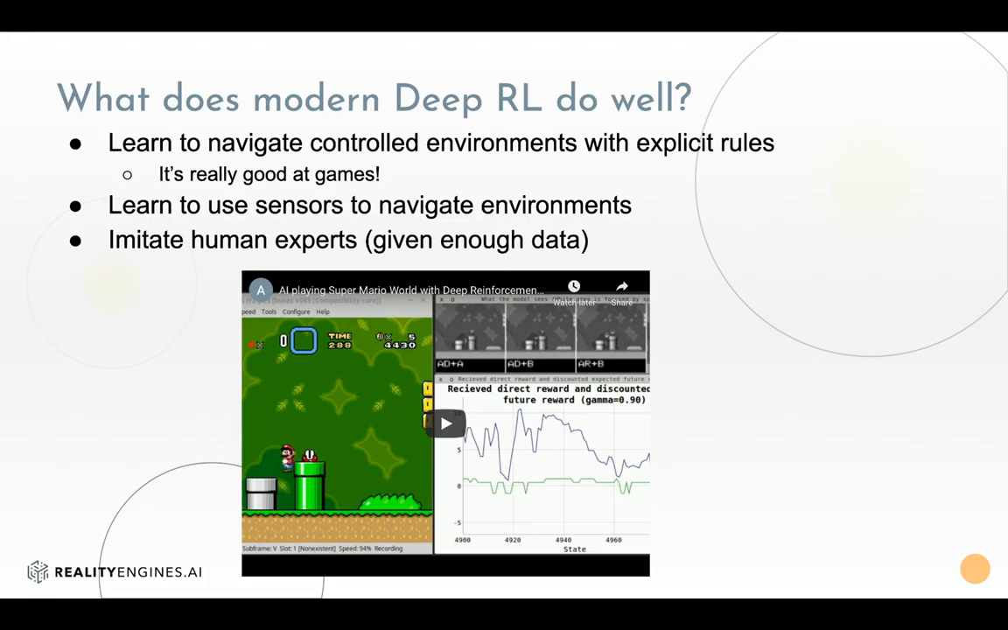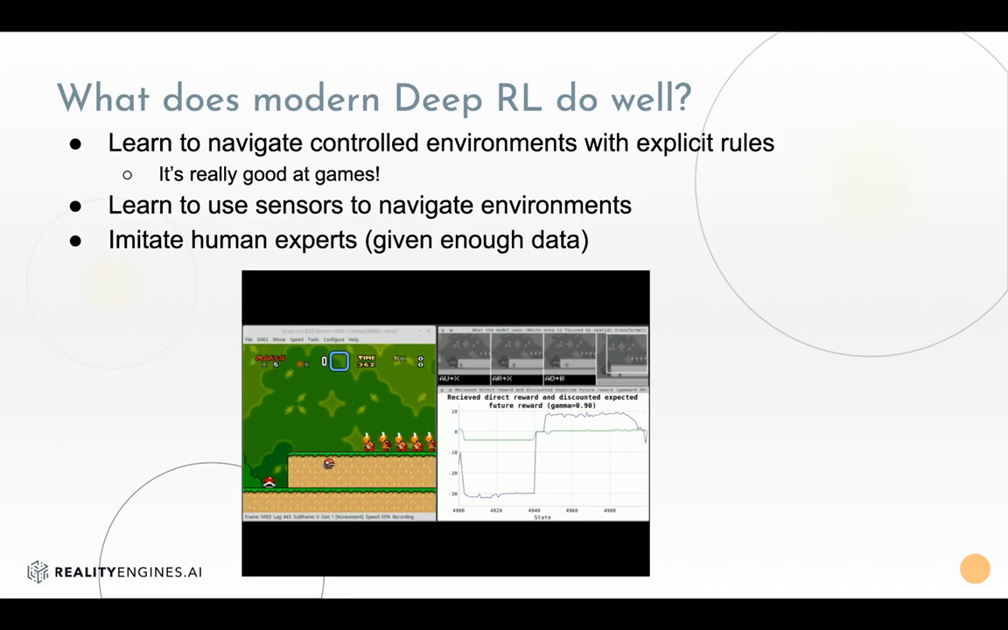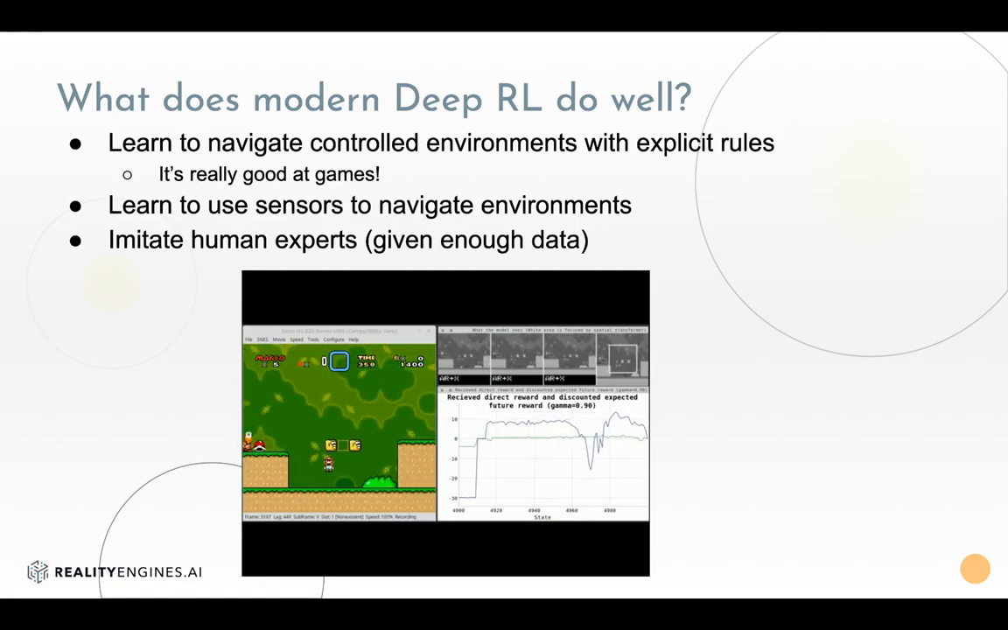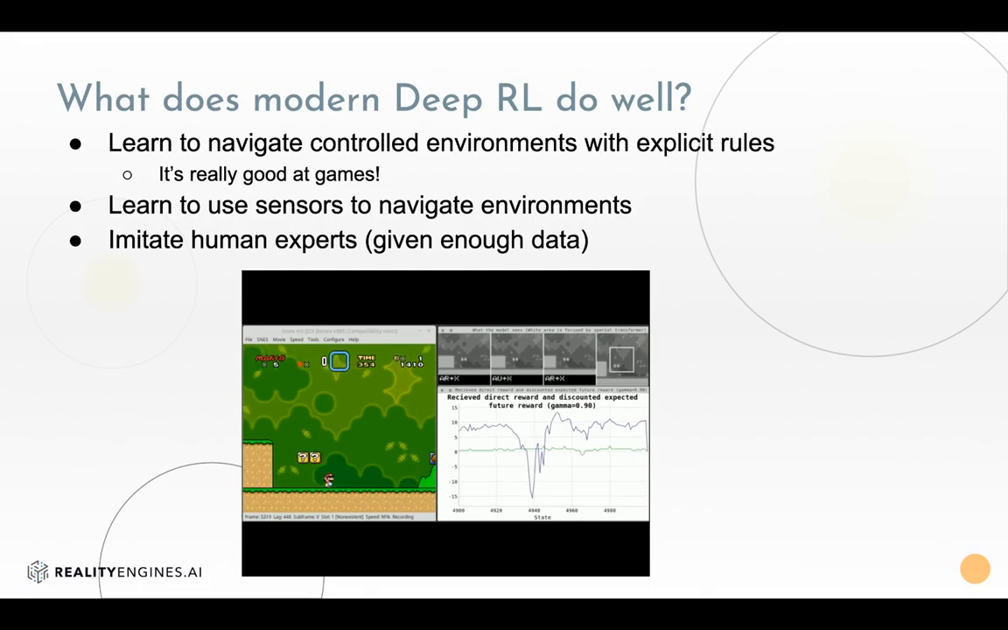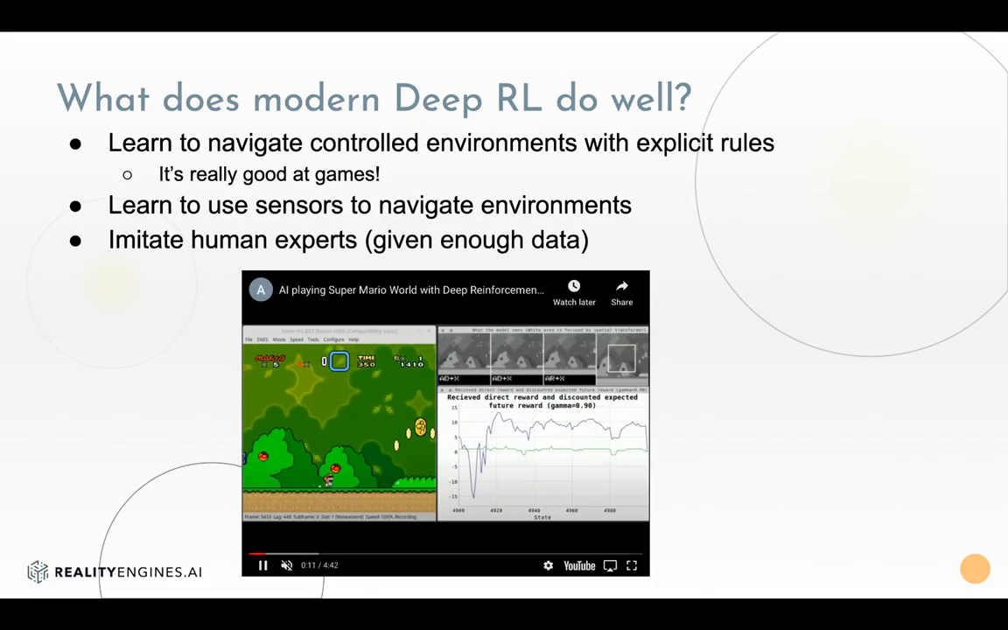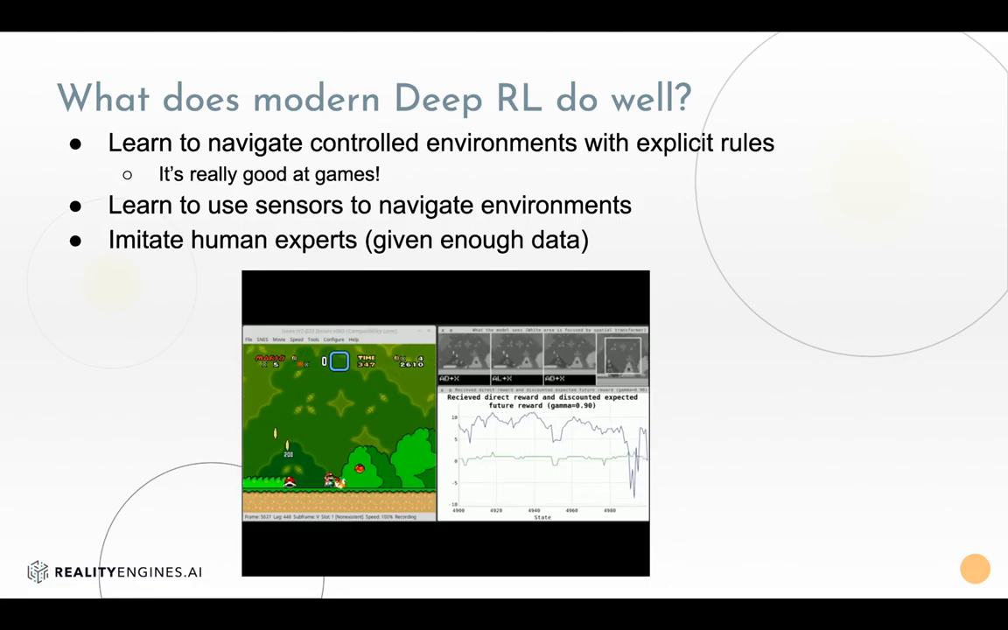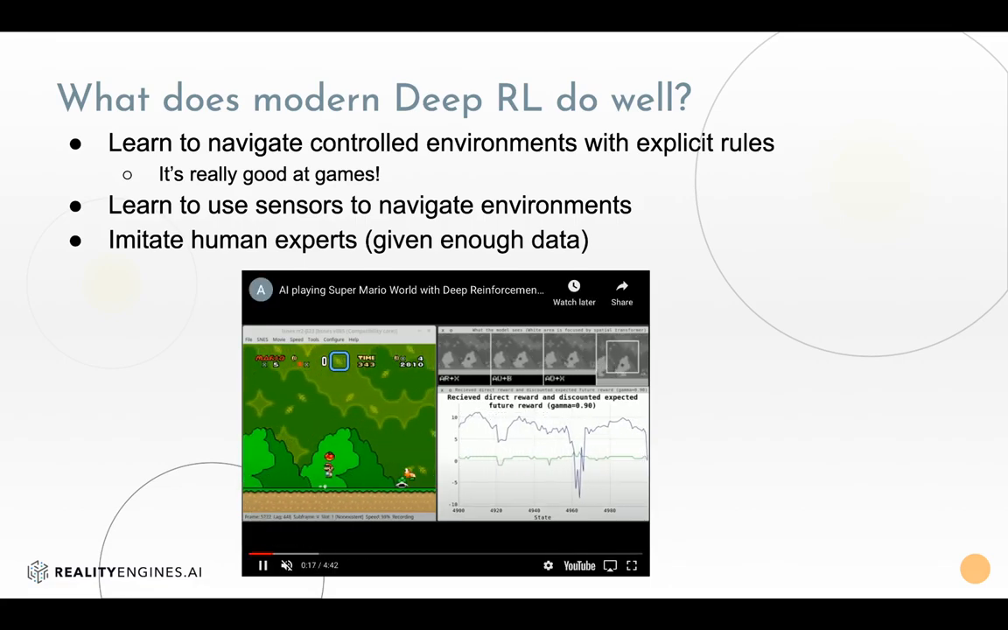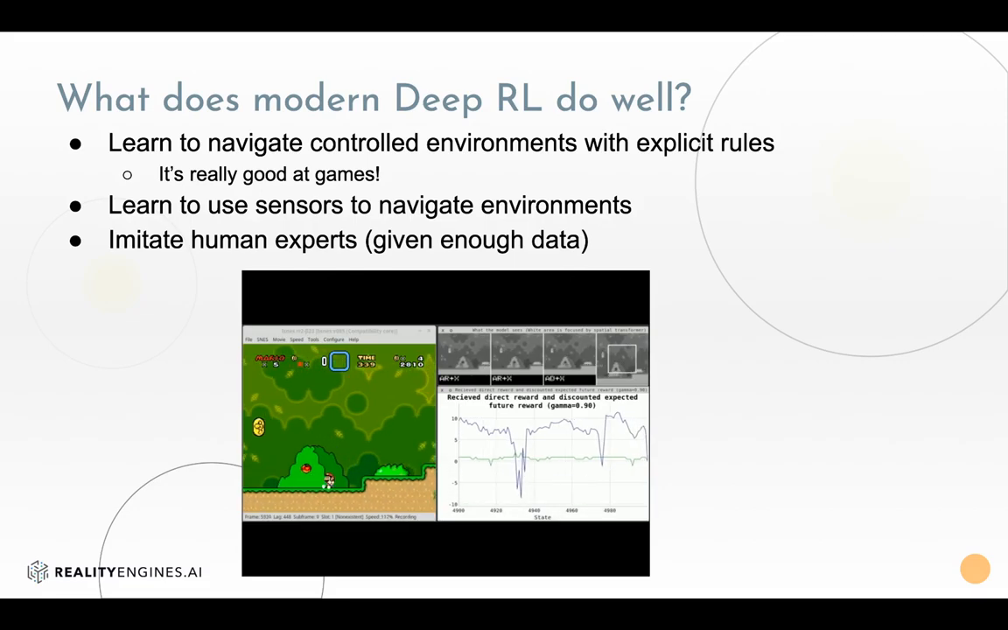Deep RL is also good at imitating human experts. If we supply the deep RL training algorithm with enough data, and it tends to be a vast amount of data, it'll eventually learn or be able to imitate the human behavior that we supply it with. Here's a little fun example of a deep RL model using an algorithm that uses Q-learning to play Super Mario. And it's quite good, as you can see. And it improves with time. So we love to see that.